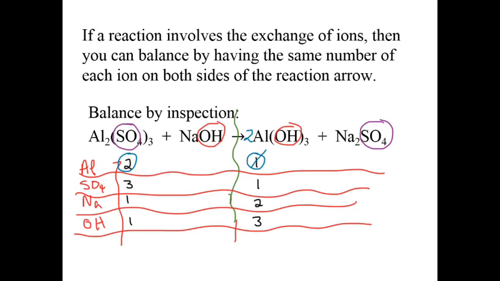Let's go ahead and update aluminum. That will give me 2 aluminums, but now that gives me what? 6 hydroxides. So here we go, better update that one too. Okay, so we're on our way.